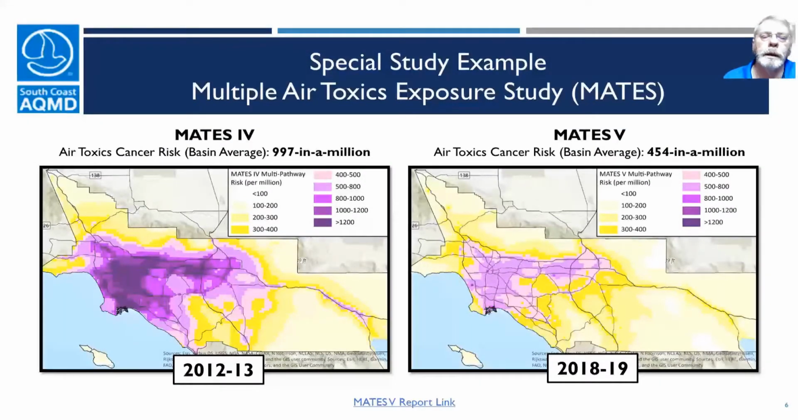An example of a special study data presentation is the South Coast AQMD's Multiple Air Toxics Exposure Studies, or MATES. This slide shows the significant improvement in air toxics cancer risk in the South Coast Air Basin from MATES 4 to MATES 5, which were about 6 years apart. The risk analysis is based on emissions inventories and comprehensive air toxics monitoring data at 10 fixed locations for a 12-month period.